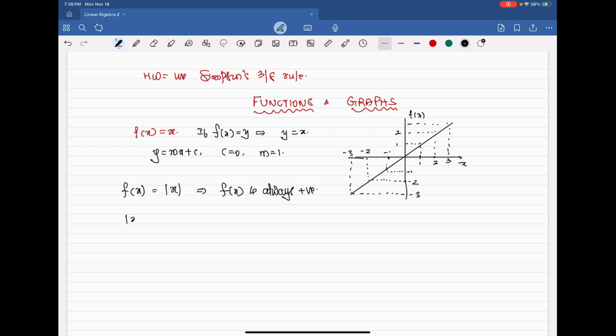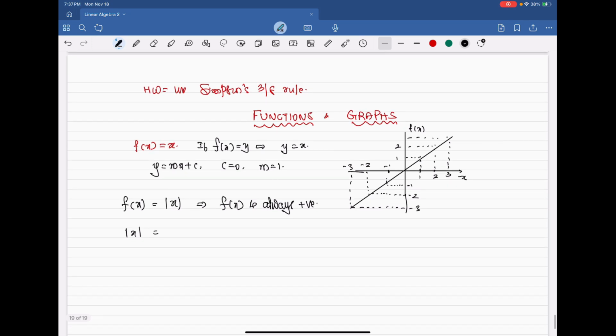What is the absolute value of x? If x is plus, the value is plus. If x is minus also, the value is plus. Always positive x. Now, let us draw this.